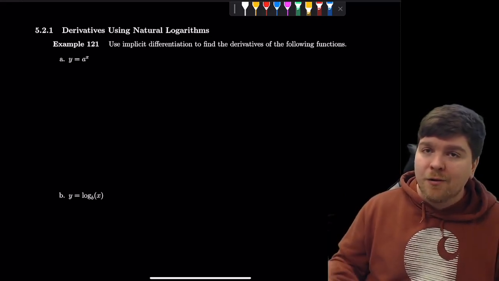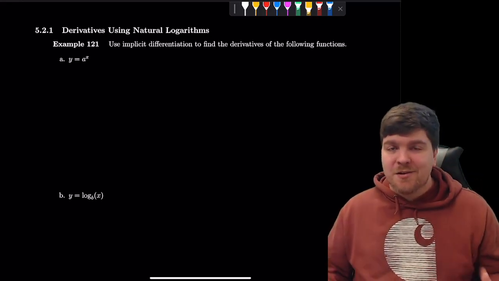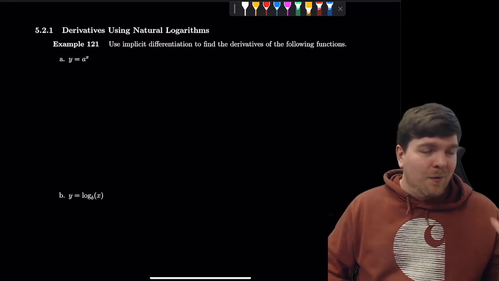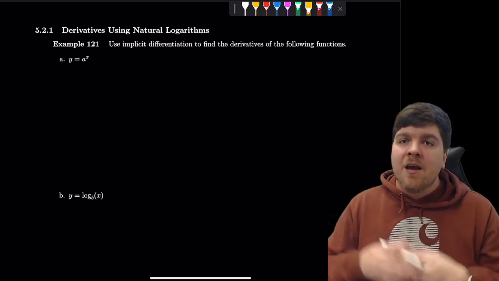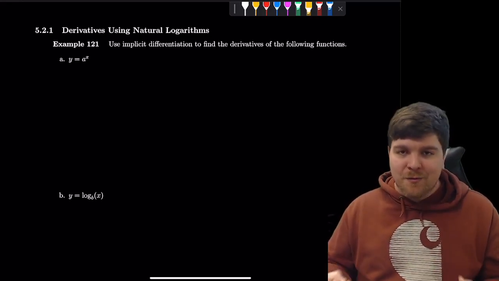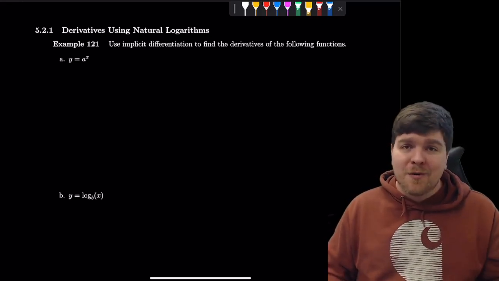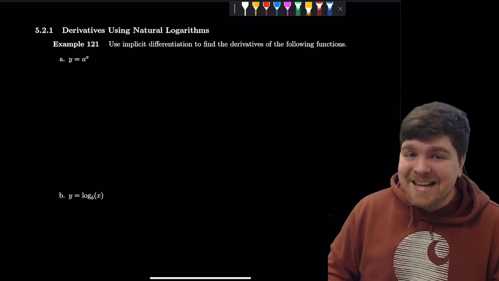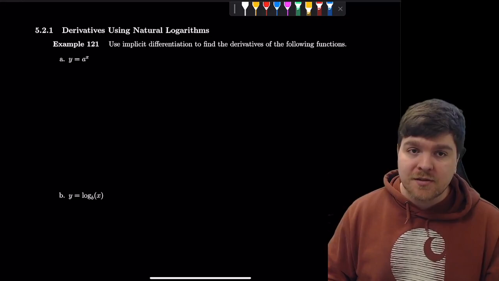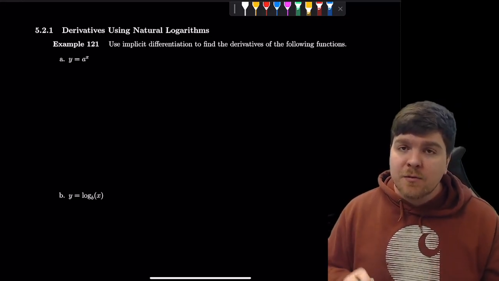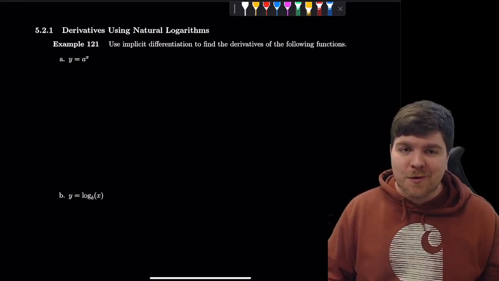However, there are other quantities that we can raise to the x power. We can take y equals 2 to the x, or y equals 12 to the x, or y equals 10 to the x. The number raised to the x power does not necessarily have to be e. And we'd like to be able to take the derivatives of these other expressions. So that's what we're going to begin playing around with in example 121, part A.